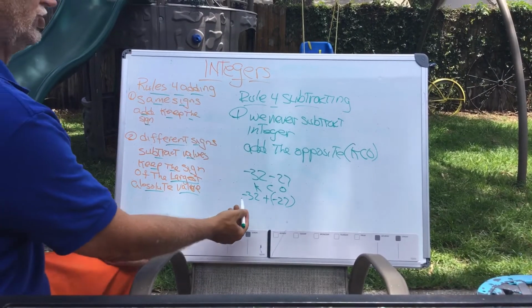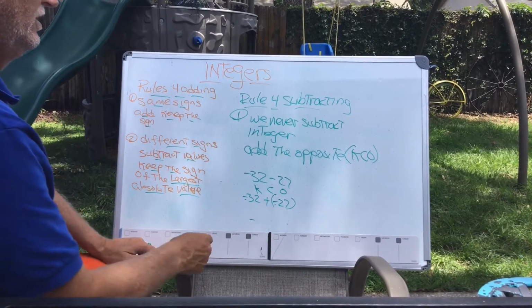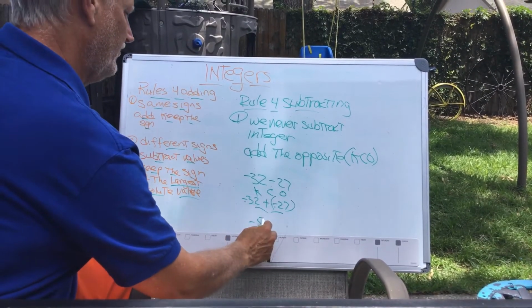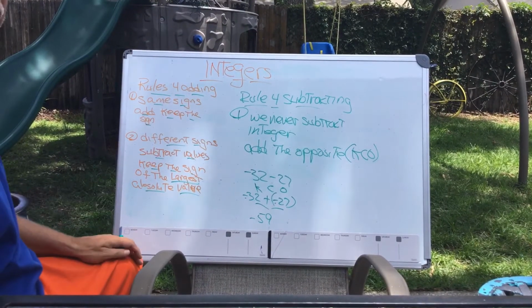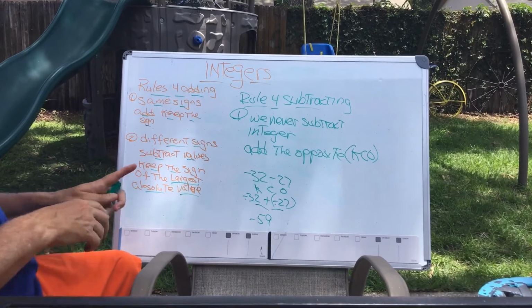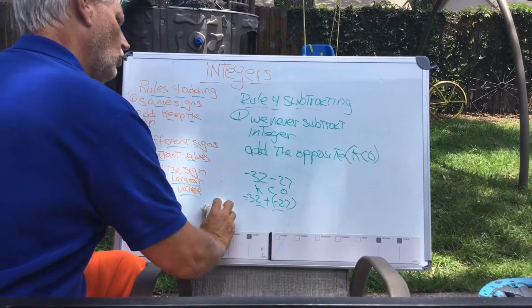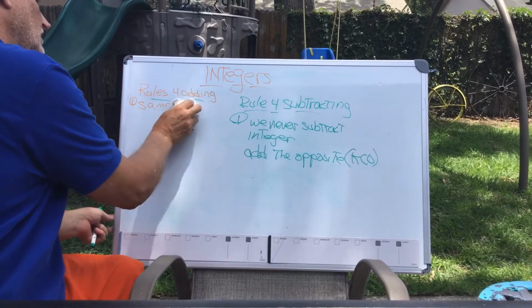So what do I have here? I have same sign, so I know my answer is going to be a negative. So I add my two values together, and I end up with 59. So that's really basically the rules for adding and subtracting integers. I'm just going to do one last thing because I've had some questions about this.